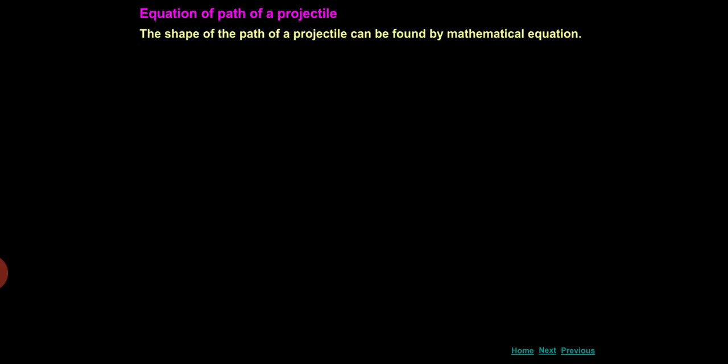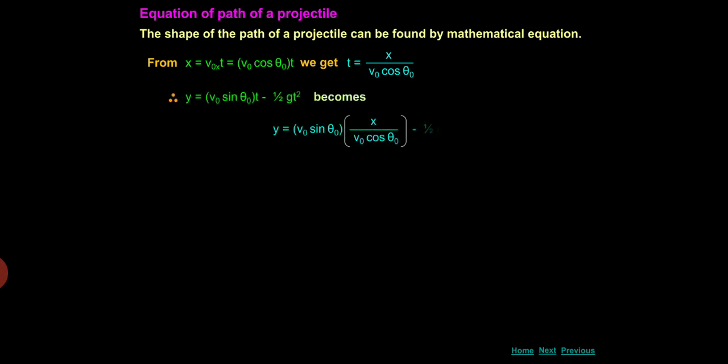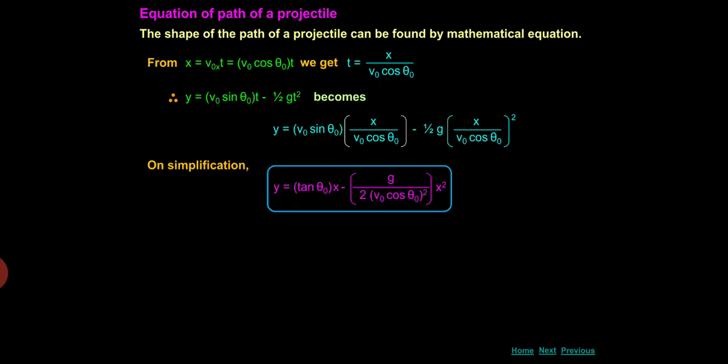Now, the equation of path of the parabola, or projectile motion. The shape of the path of the projectile can be found by a mathematical equation, so again we use some equations here to solve it. We know that the position or displacement along the x-axis is given by v naught cos theta naught into t. From this equation we obtain the value of t, and for y, the component of position along the y-axis, we choose the previous equation and just put the value of t which we obtained earlier. On simplification, we see that y is equal to tan theta naught x minus g upon 2 v naught cos theta naught whole square into x square.